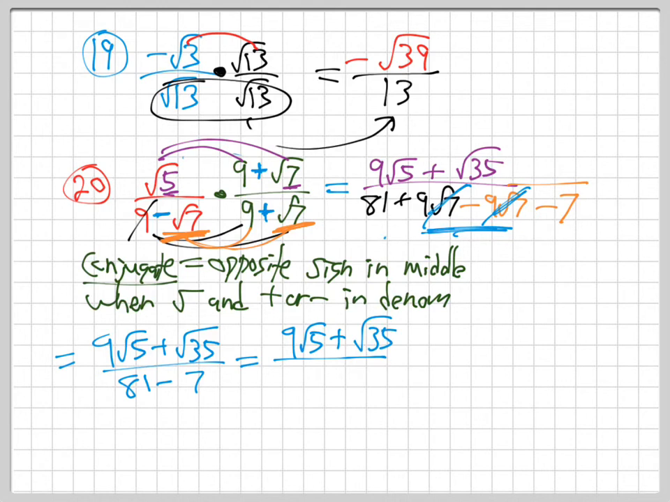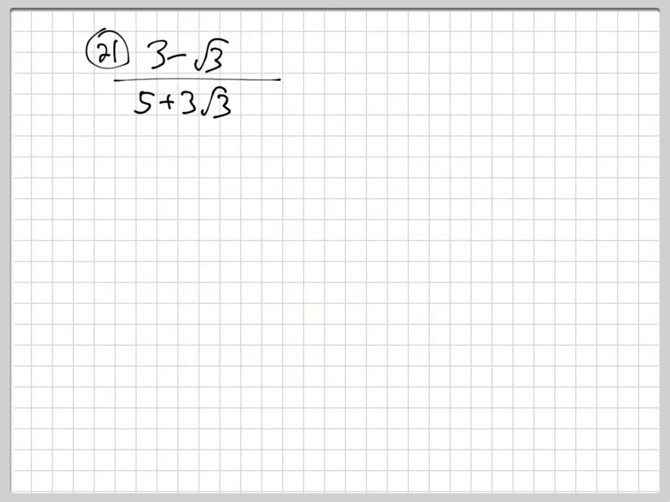81 minus 7, 6, it is 74. And there it is. That was a tough problem. So, okay, try that one.